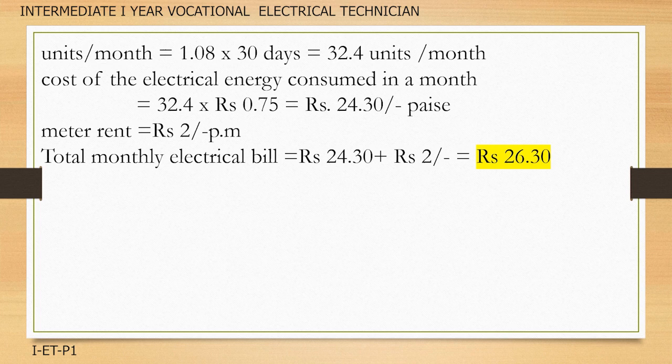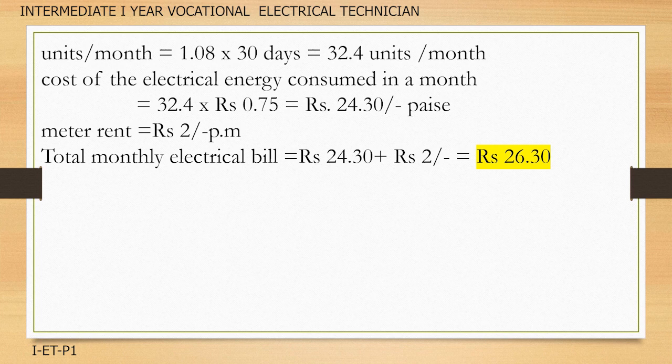So the cost of the electrical energy consumed in a month is equal to 32.4 units into 0.75. 0.75 is the per unit cost. So that equals 24.3, 24 rupees 30 paisa. This is the overall electrical energy cost consumed in a month.